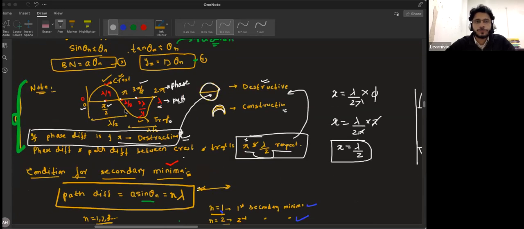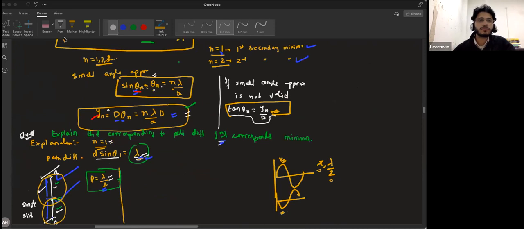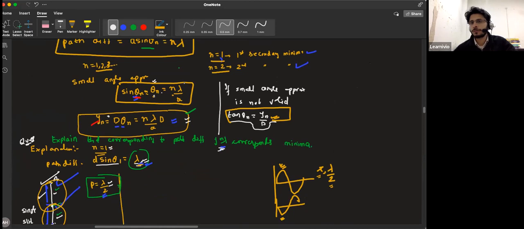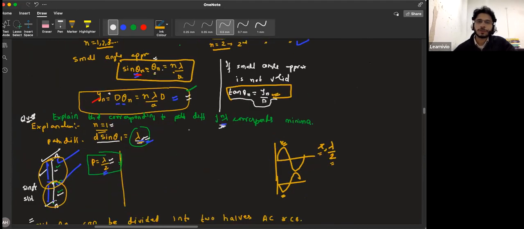Okay, let's scroll it. So the first conceptual question you can get is to explain why a path difference of n lambda corresponds to a minimum. This is the condition of minimum, na? Path difference of n lambda. There's a question in NCERT: you have to explain qualitatively how path difference of n lambda can correspond to minima.